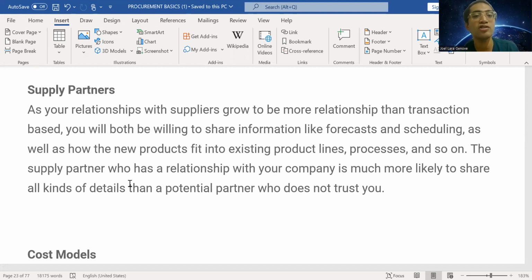Supplier partners: as your relationship with suppliers grows to be more relationship-based than transaction-based, you will both be willing to share information like forecasts and scheduling, as well as how new products fit into your existing product lines, processes, and so on. The supplier partner who has a relationship with your company is more likely to share all kinds of details than a potential partner who does not trust you. Supplier partners have a professional relationship with your suppliers.